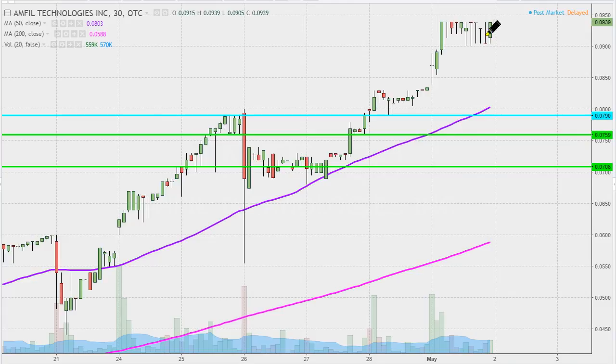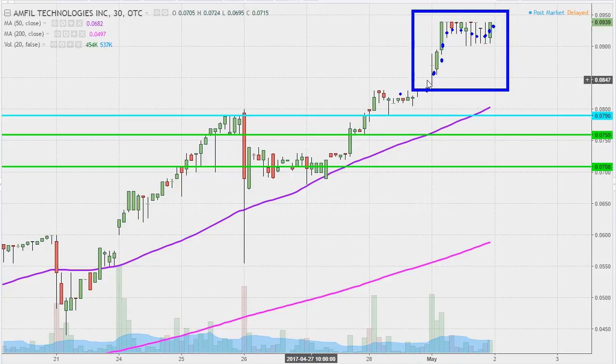Instead of each one of these candlesticks here representing one day's worth of price action, which is what you would normally see, each one represents 30 minutes. So while this may look like several days' worth of time, it's actually just today's price action broken down into 30-minute time slices.